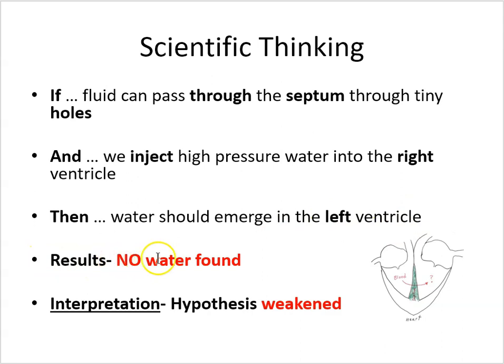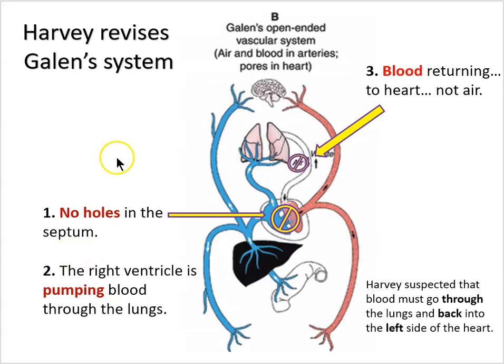Harvey's results: no water was found in the left ventricle. And so since the result does not match the prediction, we say the hypothesis is weakened. So Harvey did an experiment. And as a consequence of his results, if we now eliminate this idea that there are holes in the adult septum, it means we now have that puzzle again. How does blood get to the left side of the heart?